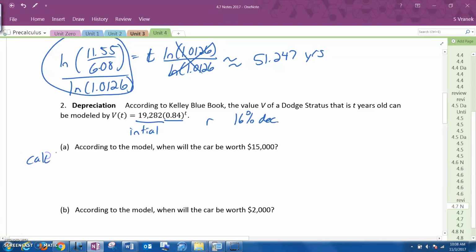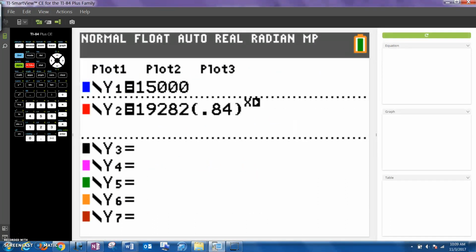I'll do the calculator way, and I'll do the non-calculator way. So 15,000 equals 19,282 times 0.84 to the t. Either way, you set it up the same way. You always set up your equation, and there's my equation. So now I'm going to go to the calculator. On the calculator, you should have 15,000 in your y1, and then 19,282 times 0.84 to the x in your y2. So pause the screen, get that in there before we move on.